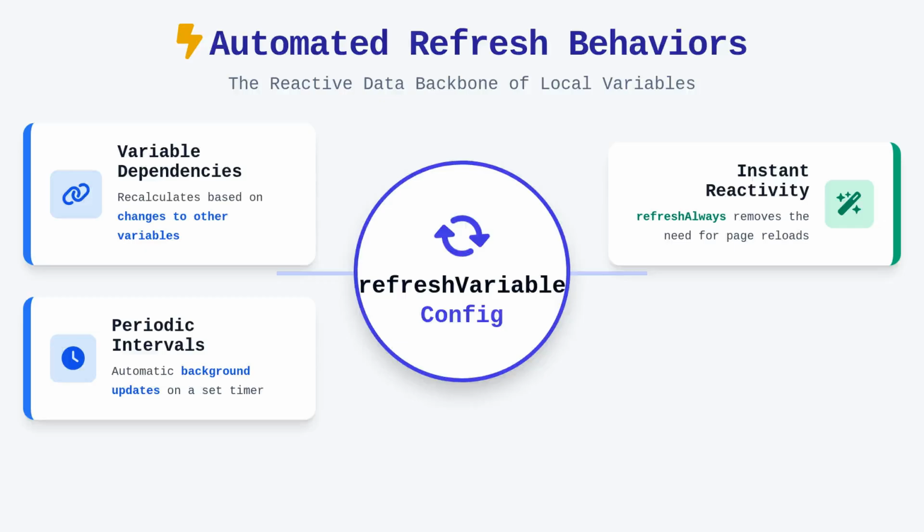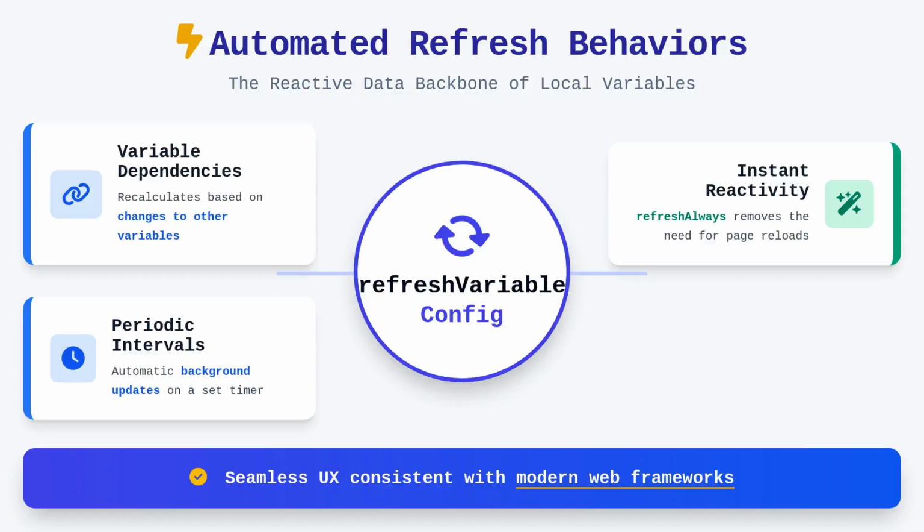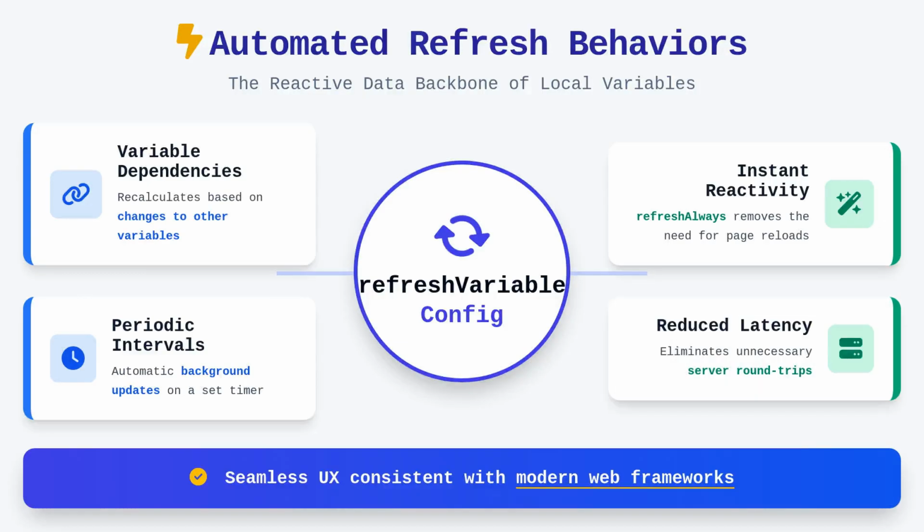This reactivity is what eliminates the need for full-page reloads, providing a seamless experience similar to modern web frameworks. When configured correctly, these variables act as a reactive data backbone, ensuring that the UI always displays the most accurate state without requiring unnecessary round trips to the server.